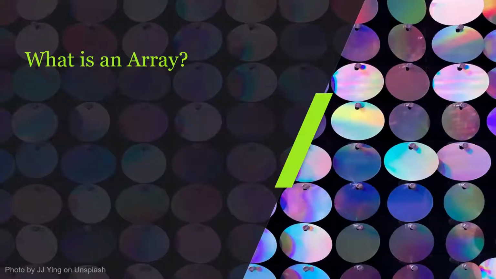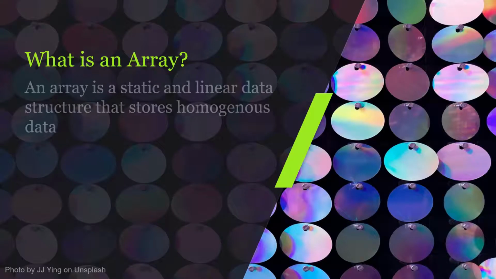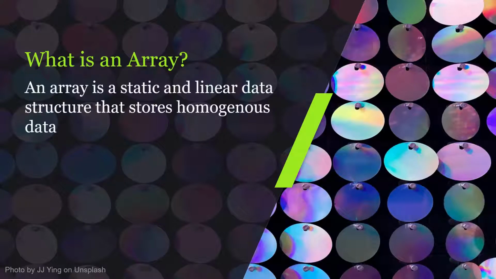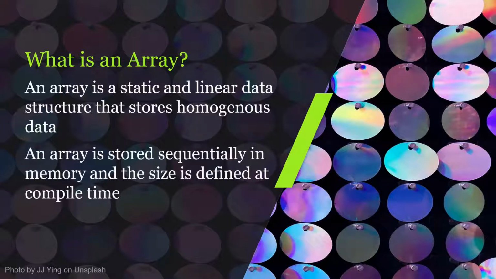Using the terminology that we learned in the previous videos, an array is a static and linear data structure that stores homogeneous data. So basically that means that an array is stored sequentially in memory and that the size of this array is determined at compile time.